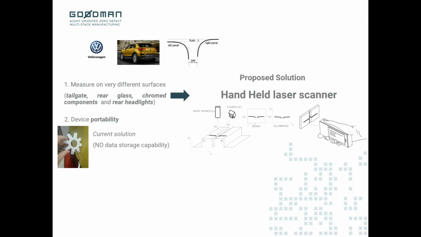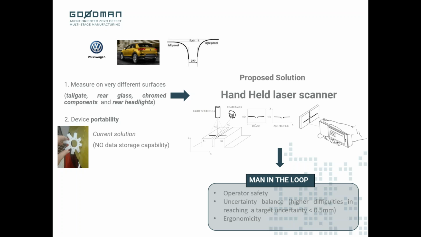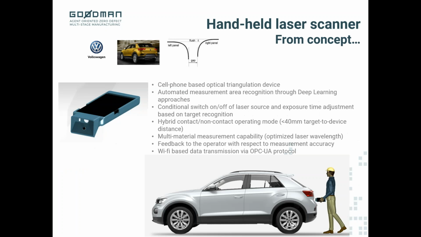So what we propose to develop within GO0DMAN is a handheld laser scanner, which is based on optical triangulation. But the particular aspect of this device is that it is portable, so the man is still in the loop. This implies a series of consequences that have to be taken into account. For instance, the operator's safety, a balance of the uncertainty, because of course, if the operator is holding the device, there is much higher difficulty in reaching a target uncertainty less than 0.5 millimeters. And of course, also ergonomics has to be taken into account.